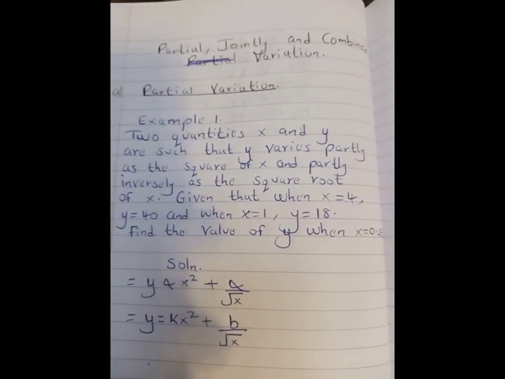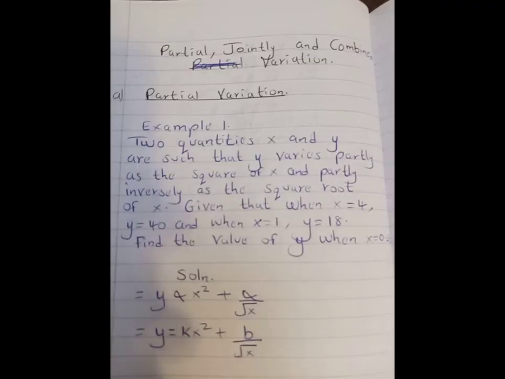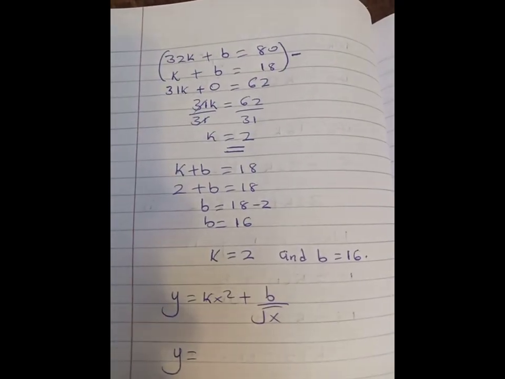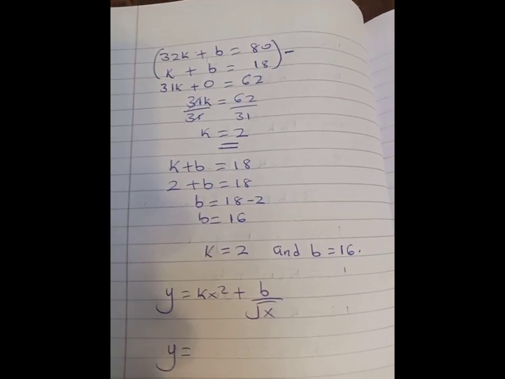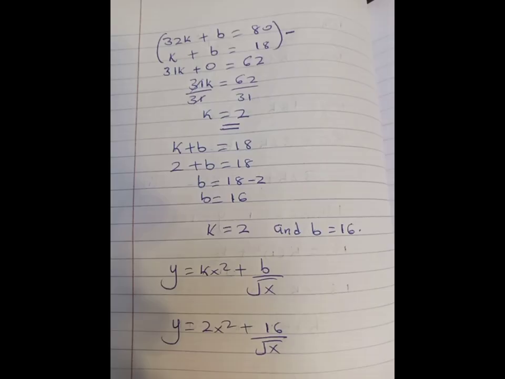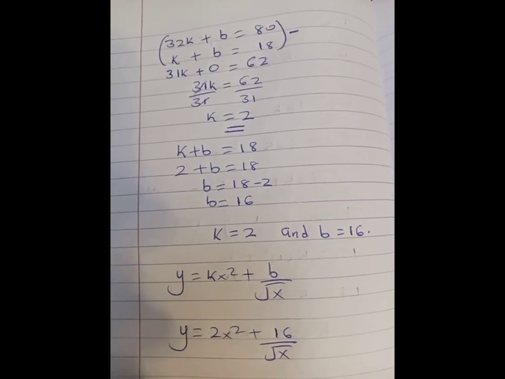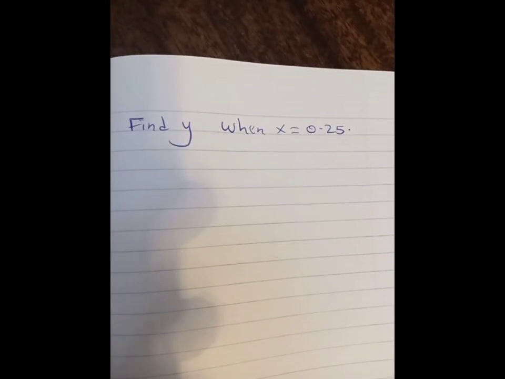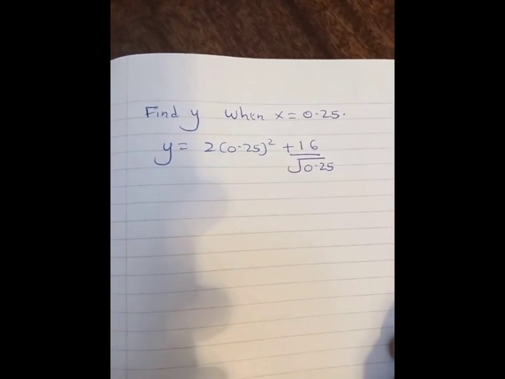I was told to find the value of y when x equals 0.25. After getting k and b, now I can substitute where there is k, I'll put 2, and where there is b, I'll put 16. That will be how my equation looks: y equals 2x squared plus 16 over the square root of x. But I was told to find y when x equals 0.25. So I'll substitute 0.25 where there is x.